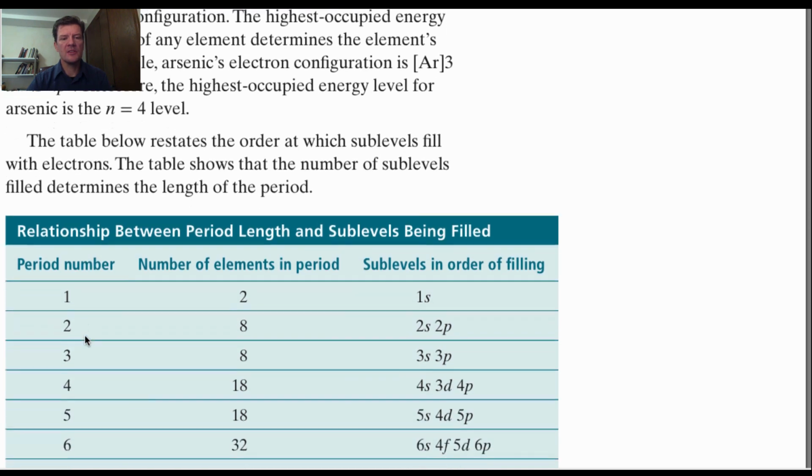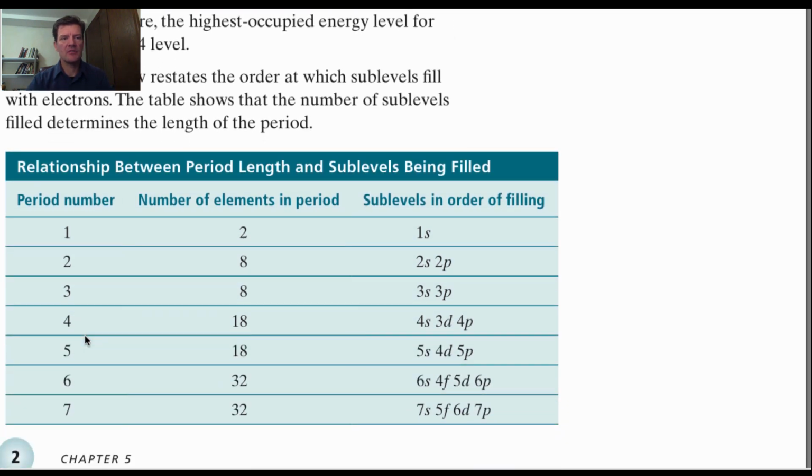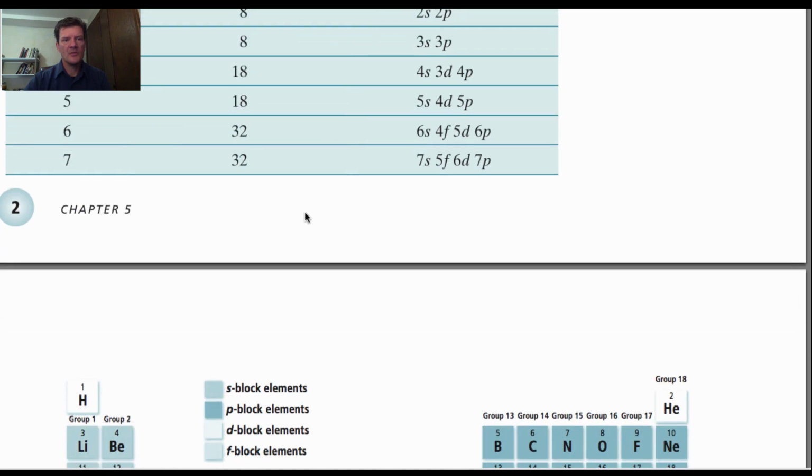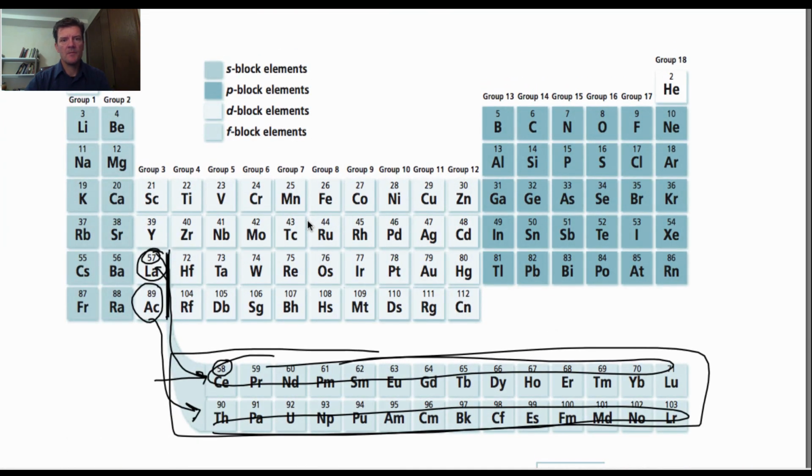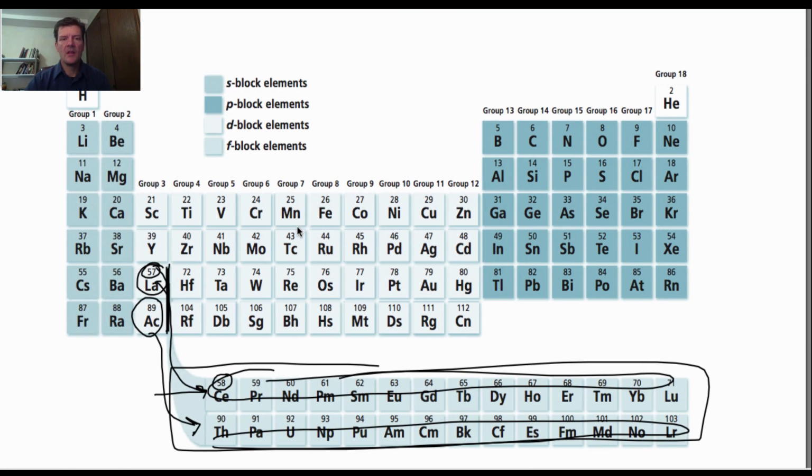So let's look a little bit at how this works out. All right, we're going to look at the relationship between the period length and the sublevels being filled. Kind of like what I mentioned before, but we have a chart here to help us. Actually, what I think I'm going to do, I'm going to come down to the periodic table, and I'm going to show you how the repeating pattern of the periodic table relates to the electron configuration.